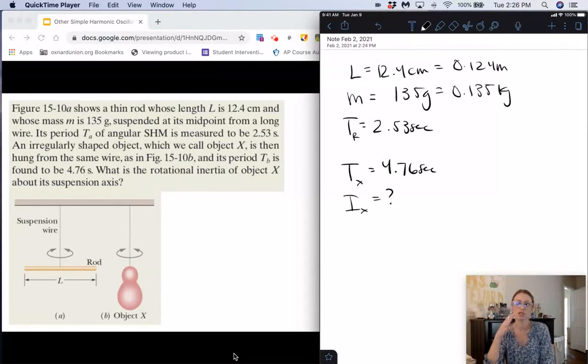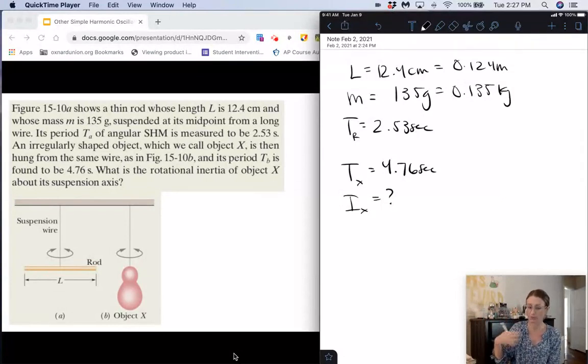This is similar to when we have a mass on a spring. Think of our torsion constant. Here we have a torsion pendulum, hung from a suspension wire that has a torsion constant. You can think of the torsion constant kind of like a spring constant K. Since it's the same suspension wire, it will have the same torsion constant. So the key here is that we need to find the torsion constant from the information given about the rod first. Then because object X is hung from the same wire, it will have the same torsion constant, and then we can find our rotational inertia from that.